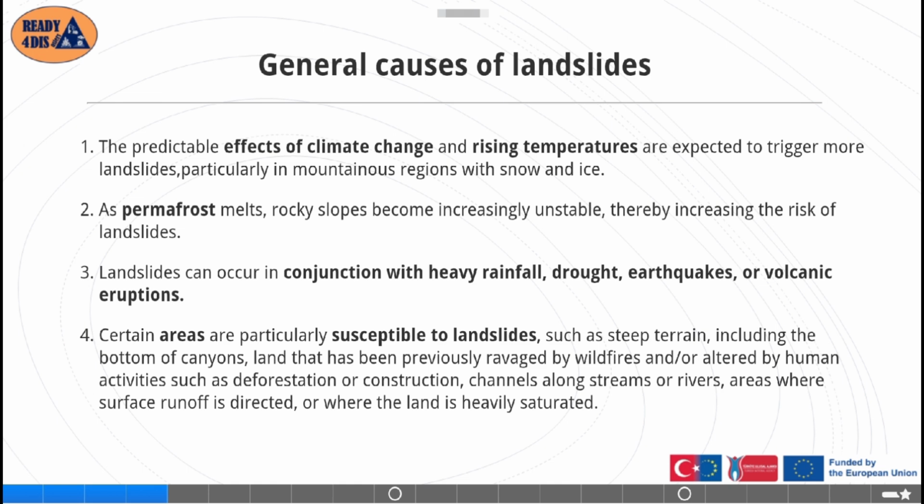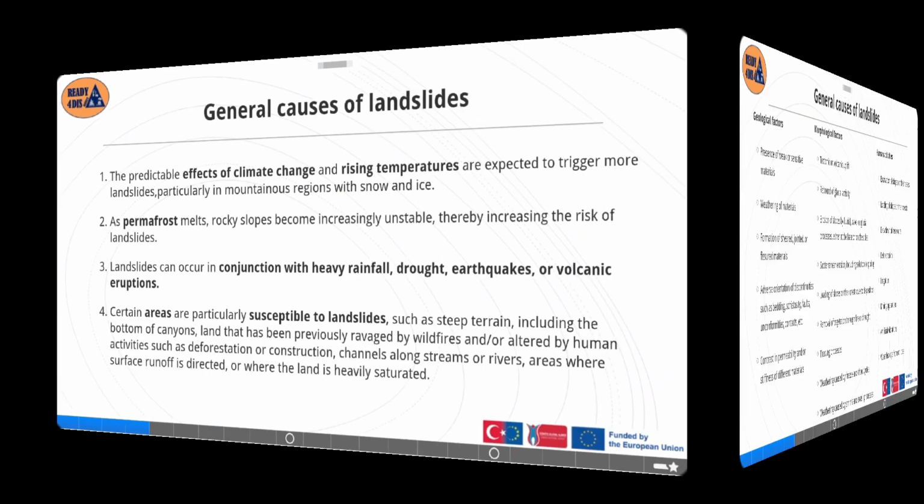In addition, events such as intense rainfall, periods of drought, earthquakes, and volcanic activity are among the key factors that can trigger landslides. Some areas are more sensitive due to their natural conditions. Steep slopes, canyon floors, areas previously affected by wildfires, or regions disturbed by human activities are examples of this. In areas with intense surface runoff or highly saturated ground, the risk becomes even higher.